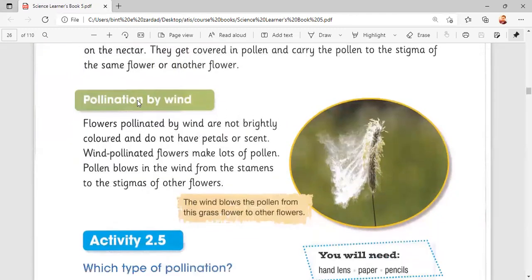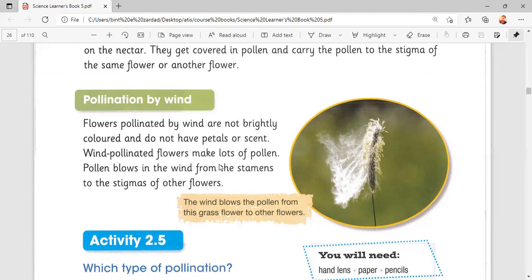Second, pollination by wind. Flowers pollinated by wind are not brightly colored, so that's the reason the insects and birds do not come and sit on them. They do not have petals, so the insects and birds don't want to come to them. They also don't have any kind of smell, no scent.